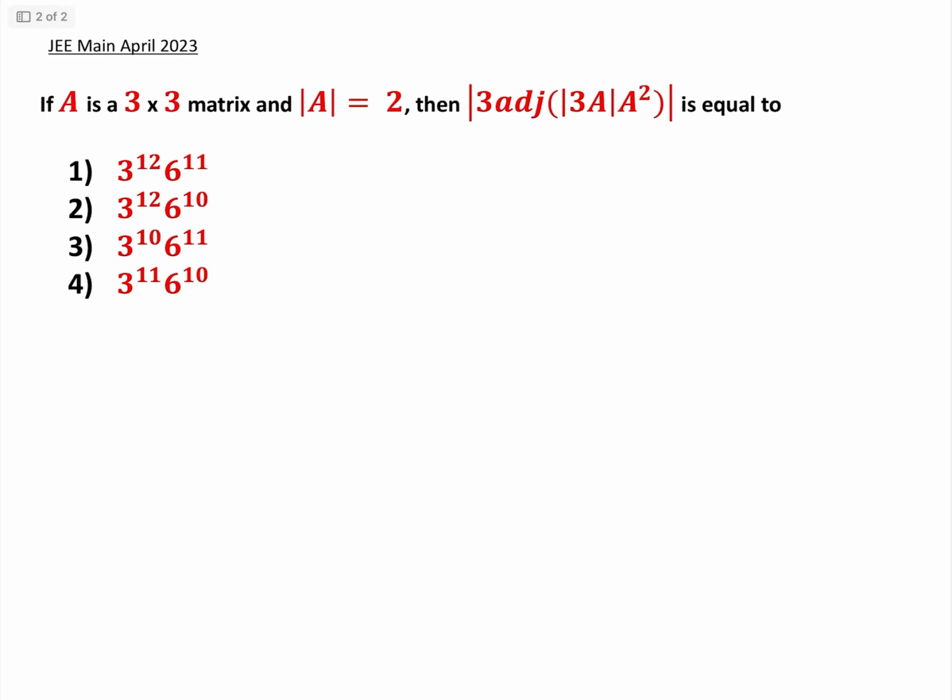Okay, here's the third one, so I'll pause the video if anybody wants to do it. Okay, so we know that A is a 3 by 3 matrix, and we're given that the determinant of A is 2. Then we have to work out what the determinant of 3 times the adjoint of the determinant of 3A times A squared is. Okay, now the first thing to note is that the determinant of 3A, the determinant of anything is a scalar. Okay, so basically this is a scalar times A squared.